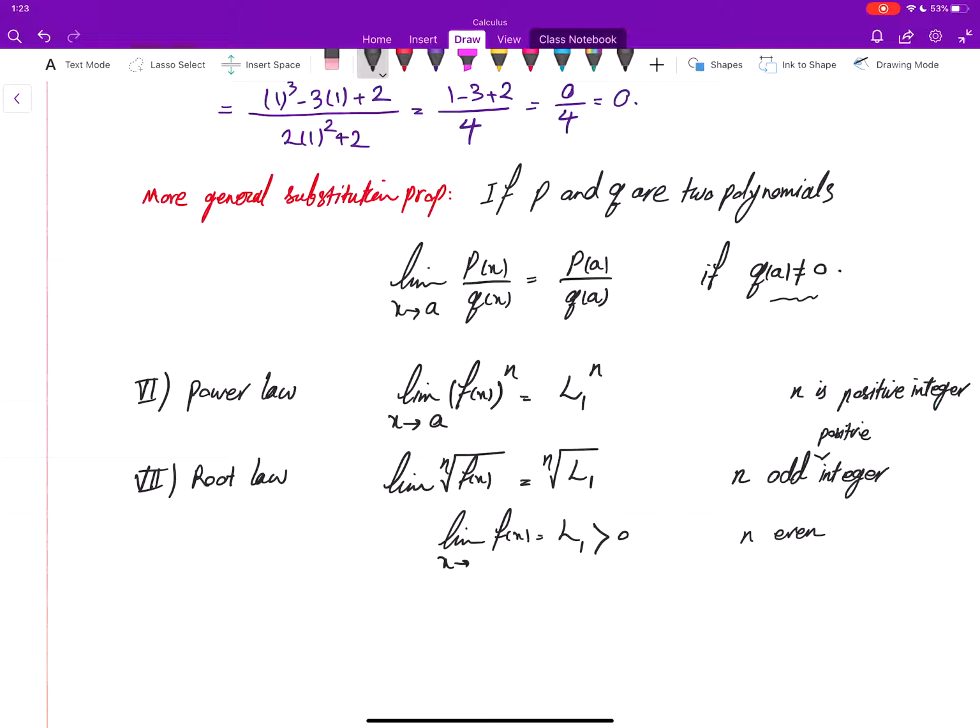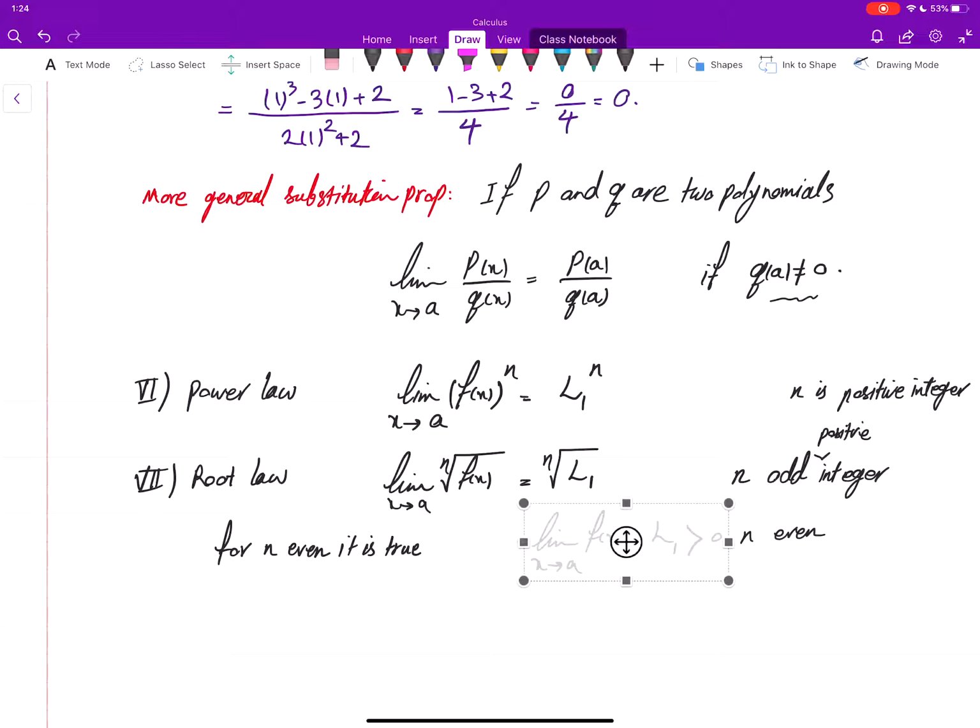So for n even, it is true if L1 is positive. Let me just erase this. It means that the root law is also true, and you can do it for functions like that.